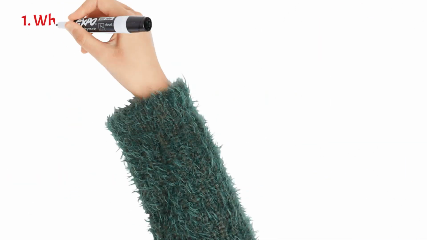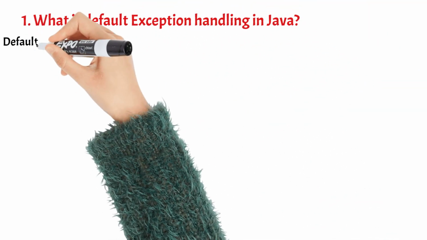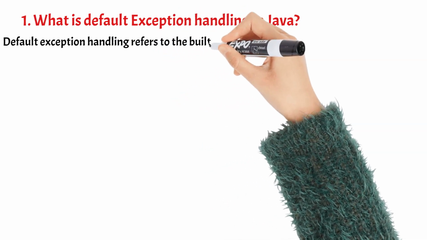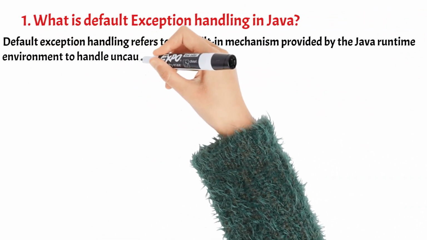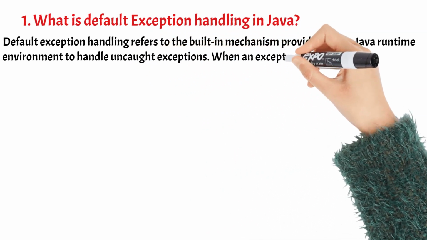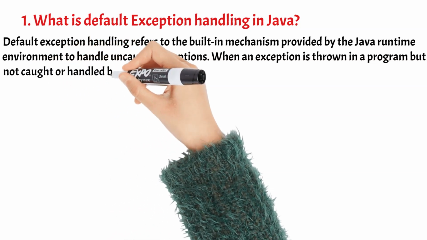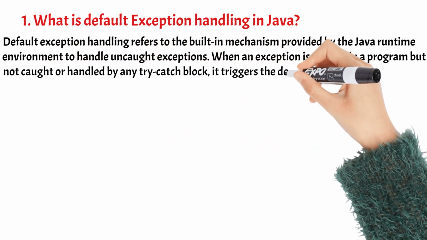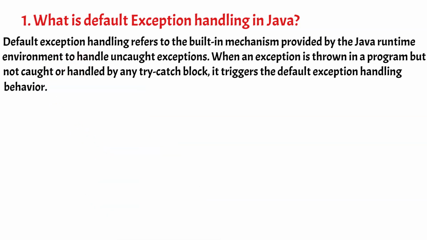1. What is default exception handling in Java? Default exception handling refers to the built-in mechanism provided by the Java runtime environment to handle uncaught exceptions. When an exception is thrown in a program but not caught or handled by an entry catch block, it triggers the default exception handling behavior.